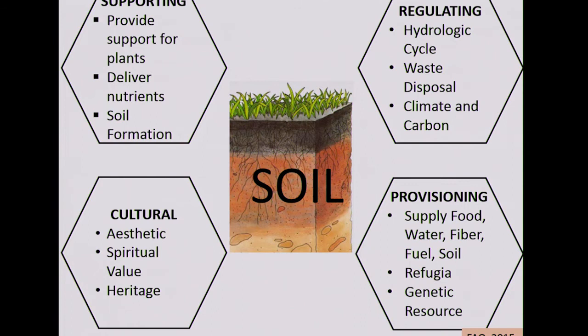Good morning, everybody. Thank you very much, Gregory, for the introduction. I am going to talk about ecosystem services of agroforestry. As for soils, regulating services include hydrological cycle, waste disposal, climate, carbon. As you see here on the slide, supporting services provide support for plants, provide nutrients and soil formation. Provisioning services supply food, water, fiber, fuels, and these categories.